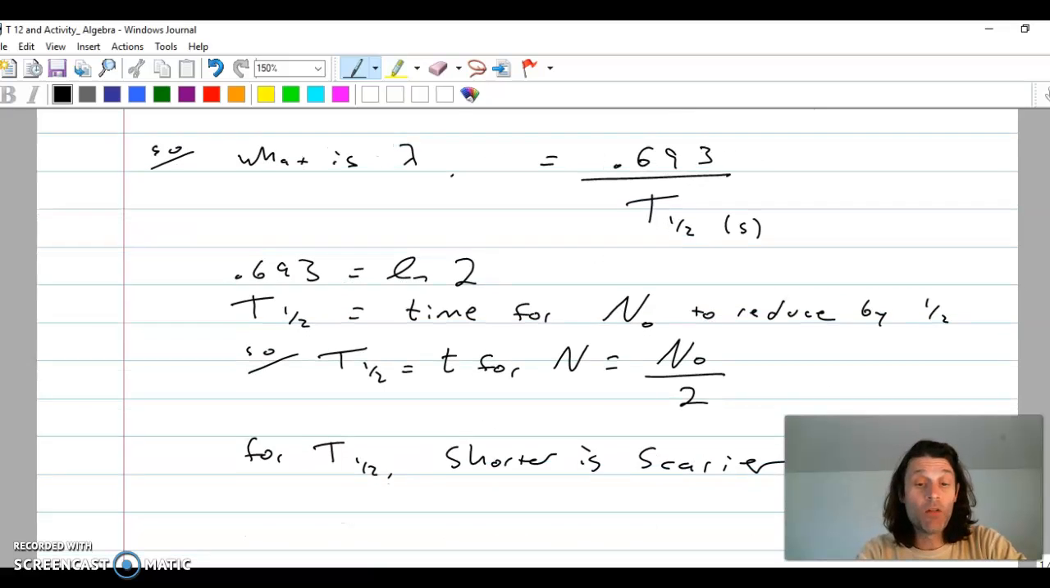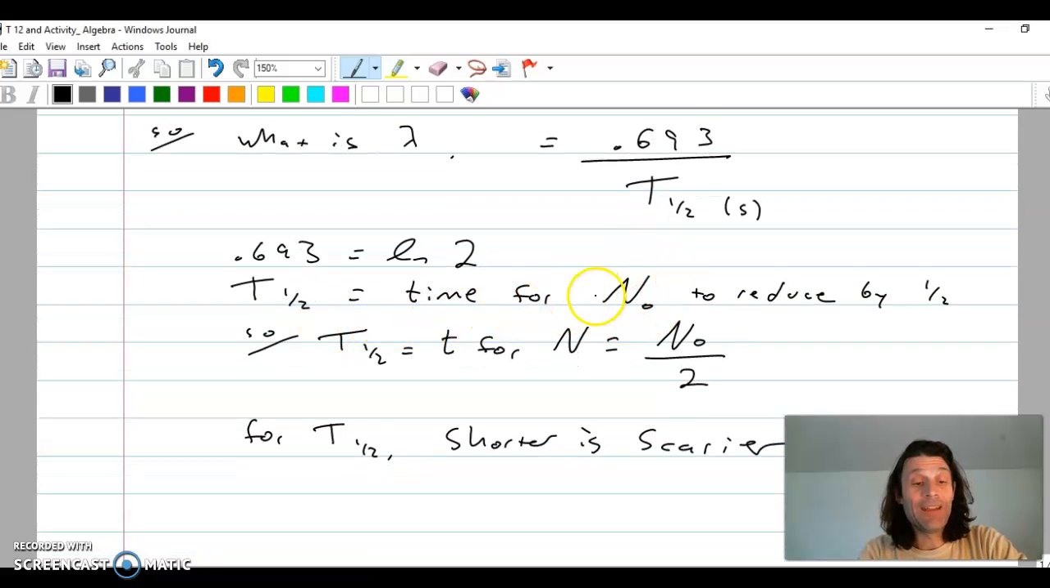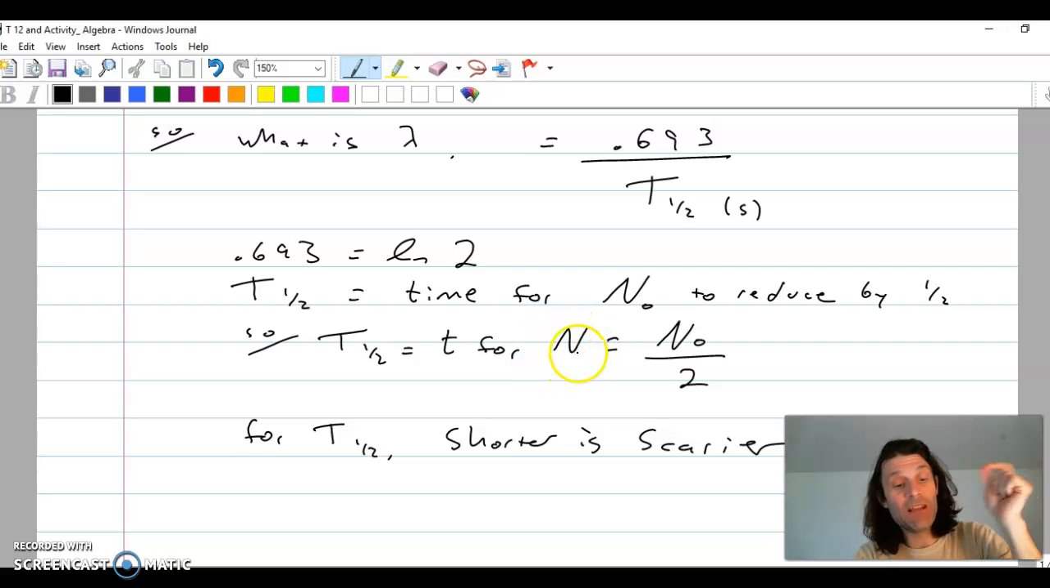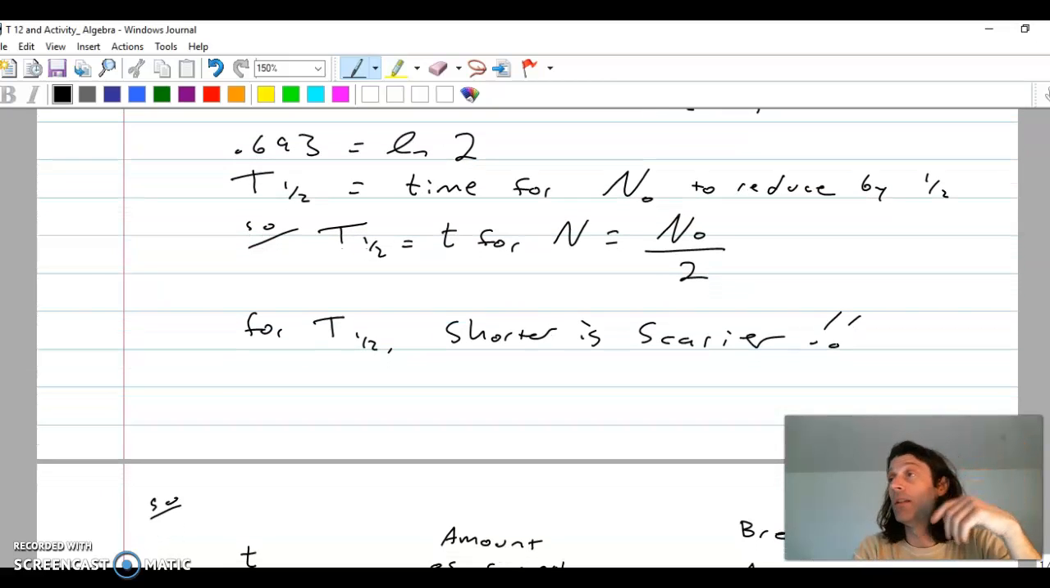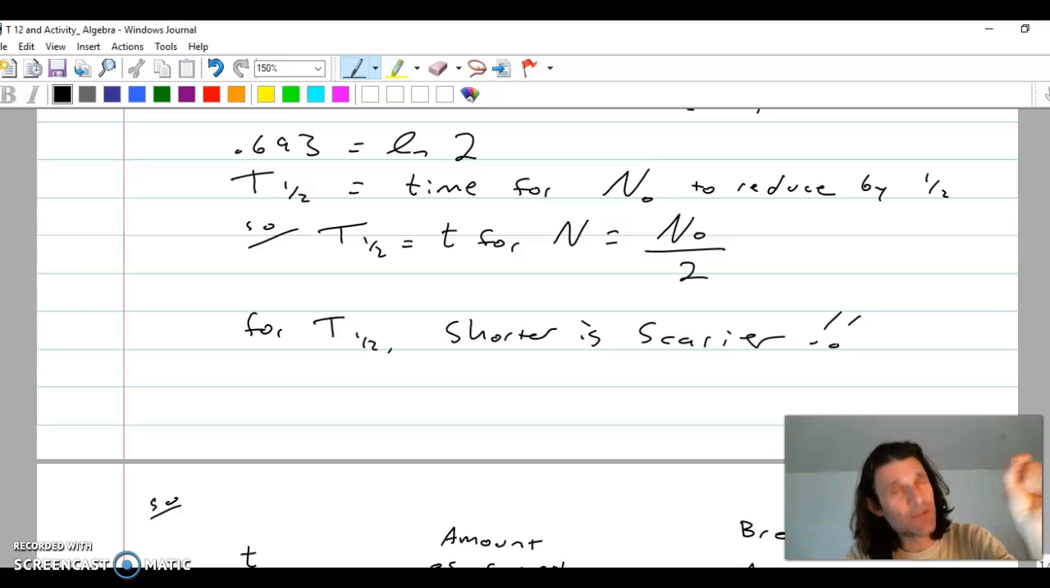The half-life is the time required for N0, the number that you originally started with, the number of nuclei, to reduce by half whatever it used to be. So the half-life is the time for N, which is however many you have at any given time, to be N0, the original number, divided by 2. That's all it is. So the half-life is, again, a self-defining word. How much time do you have to wait for an element, or an isotope, to reduce its number by half? So shorter is scarier.